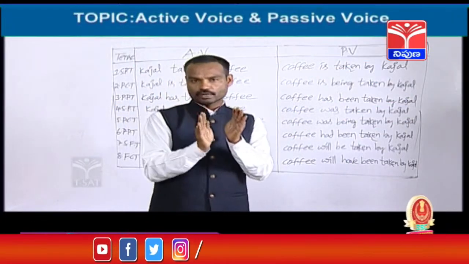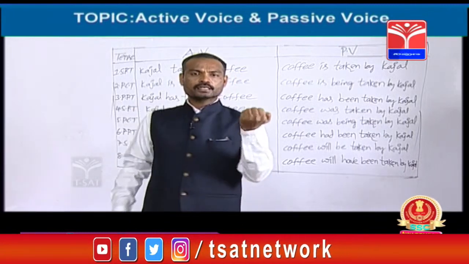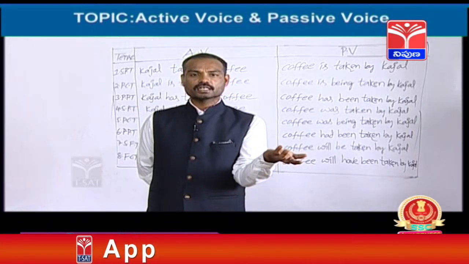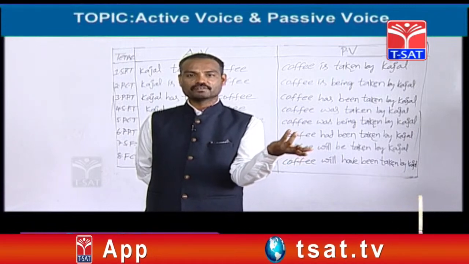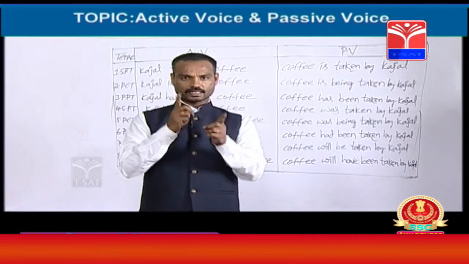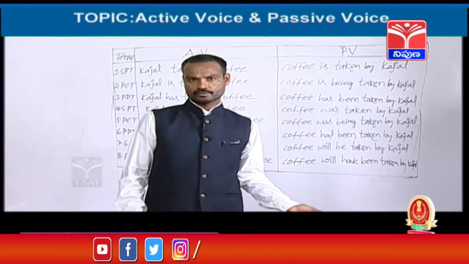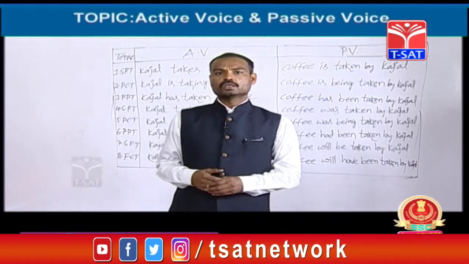What is the frame of past continuous? Subject plus was or were. Two helping verbs are there in past continuous. They are was and were. Next, V1 plus ing form. In past continuous, we should use the ing form. You know that very well. So only two helping verbs should be used in past continuous. They are was and were. Was should be used for singular subjects. Were should be used for plural.